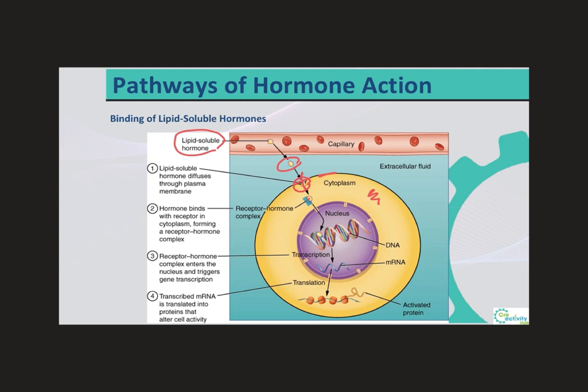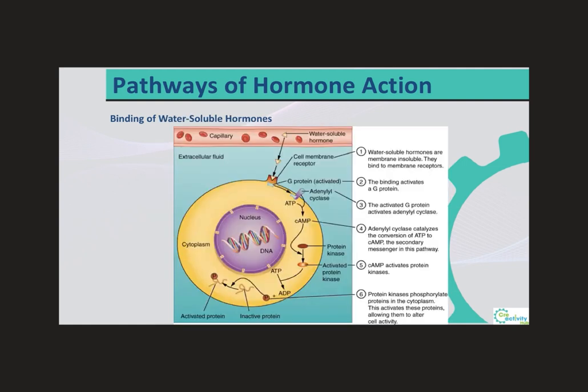It will then bind to a receptor in the cytoplasm, and then this complex, which is called the receptor hormone complex, will be able to enter into the nucleus, and once it enters into the nucleus, it will be able to cause an effect. In this case, it's going to be triggering gene transcription. So then the transcribed mRNA is going to be translated into proteins that will be able to alter the activity of this specific cell.